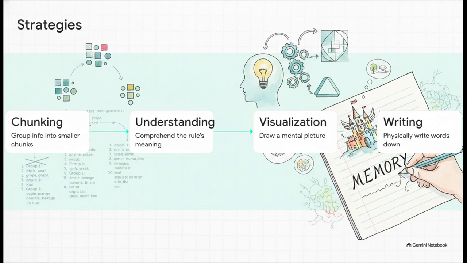Step 2 is understanding. Pure rote memorization fades fast. Making sure students actually comprehend the underlying rule makes it stick. Step 3 is visualization. Try having students draw a picture of the new word. And step 4 is writing. The physical act of writing the word engages completely different parts of the brain to heavily reinforce the memory.